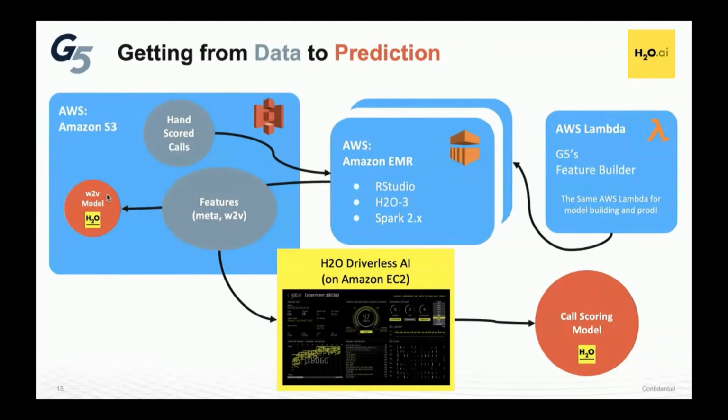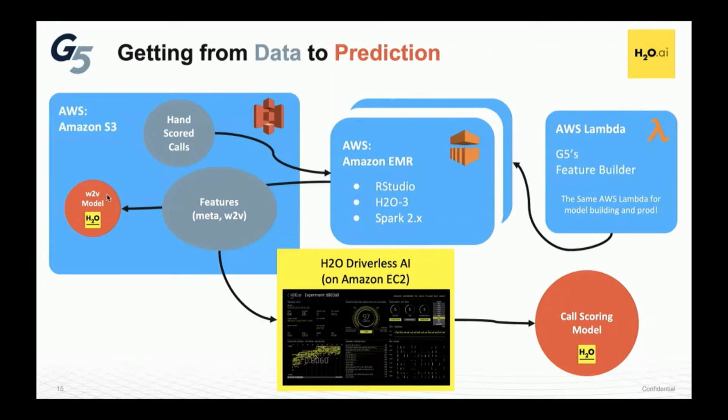They essentially make life easier for real estate professionals as they call people and try to get more and more business for real estate companies. The idea was to screen through the scored calls, and so those were basically the features. H2O was used for the word-to-vec model, and this slide shows the data to prediction cycle, which is creating the call scoring model using Driverless AI on Amazon EC2.